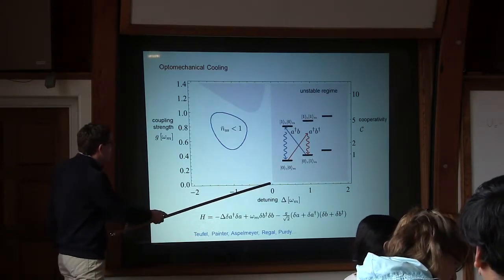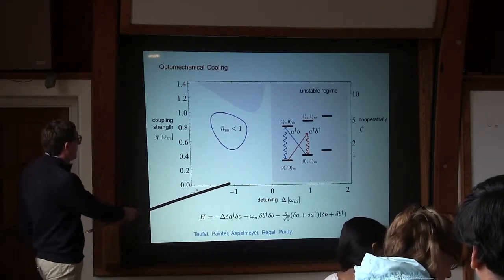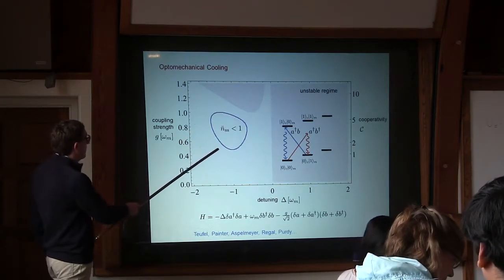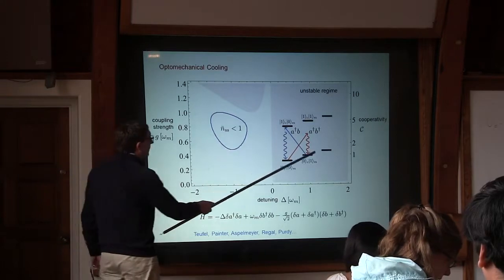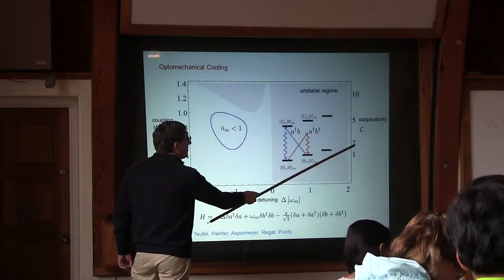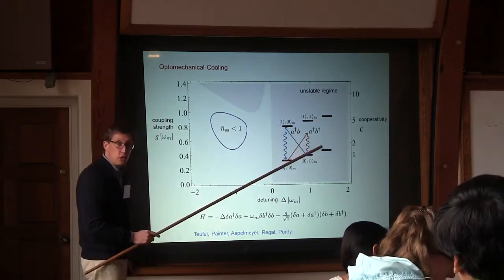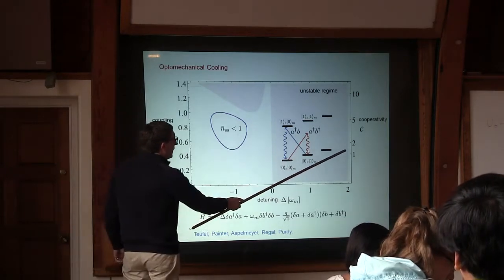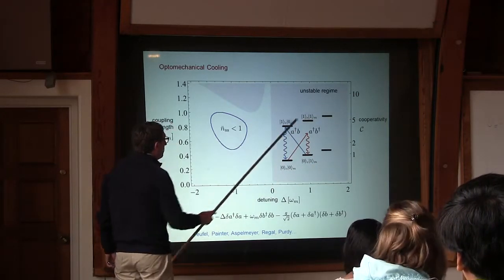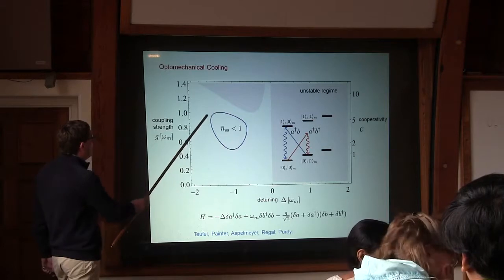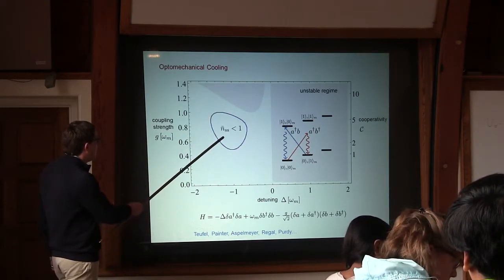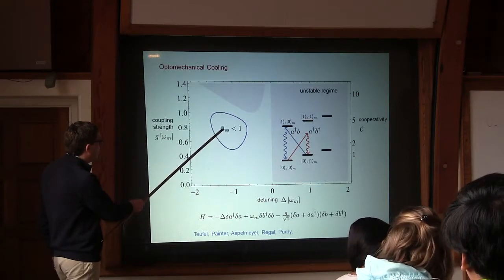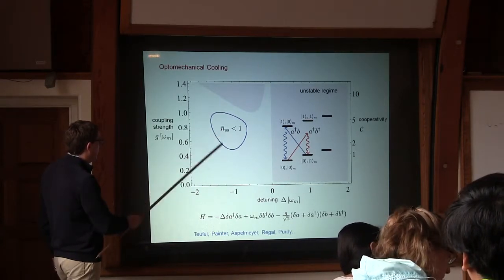And on the red side of the cavity resonance we have stable dynamics, where if we have a strong enough coupling, and that means in particular that the cooperativity, which implicitly depends on temperature, is larger than 1, we have this island of occupation number of the mechanical oscillator below 1. So that means cooling to the ground state of this macroscopic mechanical oscillator.